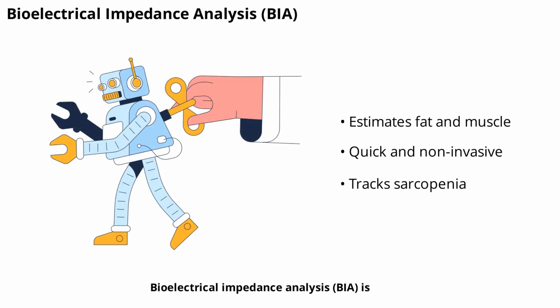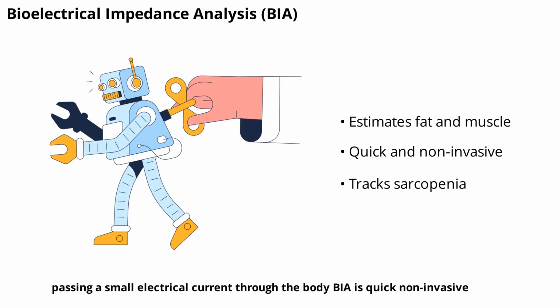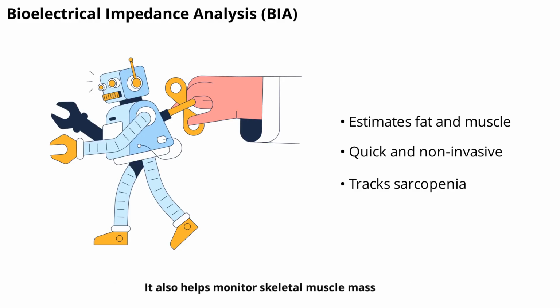and training. Bioelectrical impedance analysis, BIA, is gaining popularity in public health nutrition. It estimates body fat and fat-free mass by passing a small electrical current through the body. BIA is quick, non-invasive, and provides more detailed body composition data than BMI. It also helps monitor skeletal muscle mass, which is important for tracking sarcopenia in older adults.